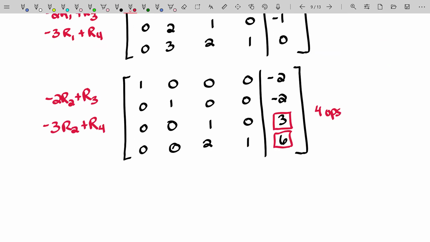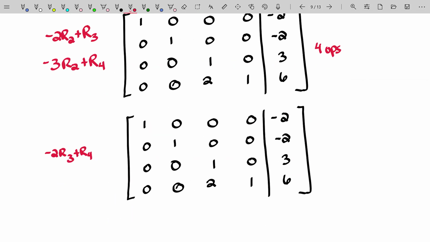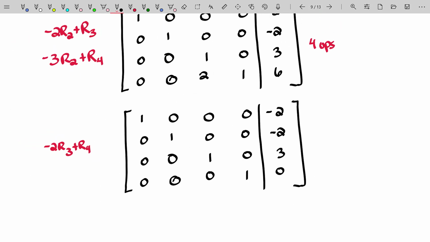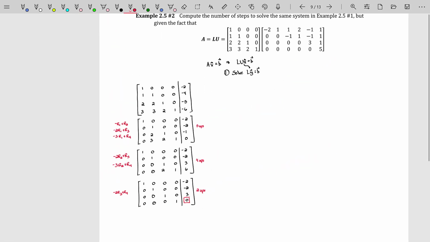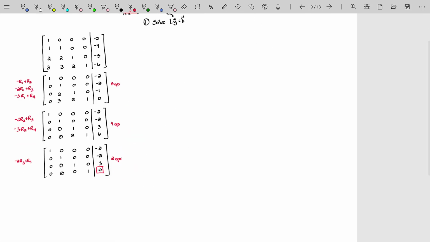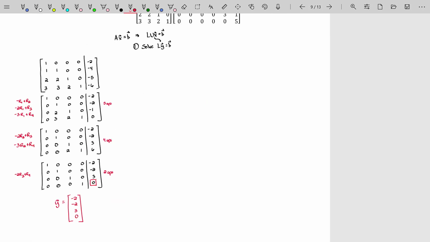And finally, one little rinky-dink operation left. -2 row 3 added to row 4. By design, that'll be 0. So the only one I actually have to compute is that bottom right entry right here. That poor sucker keeps hopping back and forth between 0 and 6, but there we go. That took 2 operations. And we have the solution to LY is equal to B. We know that y is -2, -2, 3, 0. Now we're not quite done, but you can see we had 64 operations before. We only had 11 right now.